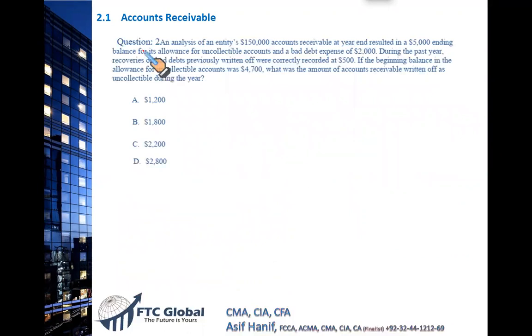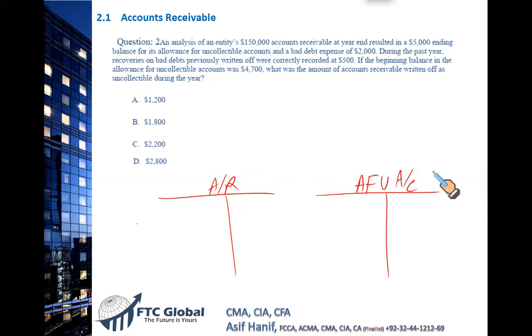Okay, now this one. An analysis of an entity. Again, look at what is required. What was the amount of account receivable written off as uncollectible during the year? Now what you're going to do is read the information. Perhaps we may have to draw both accounts to find the unknown. We have two accounts, account receivables and allowance for uncollectible accounts. An analysis of an entity's 150,000 account receivable at the year end resulted in a 5,000 ending balance of its allowance for uncollectible accounts and a bad debt expense of 2,000. This is the closing balance of your allowance, and this is the bad debt expense. Mind it, it is the bad debt expense, not the bad debt written off.